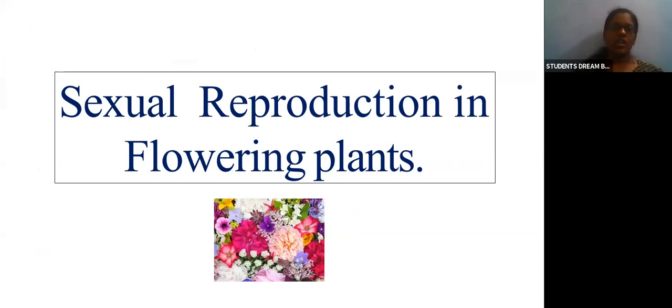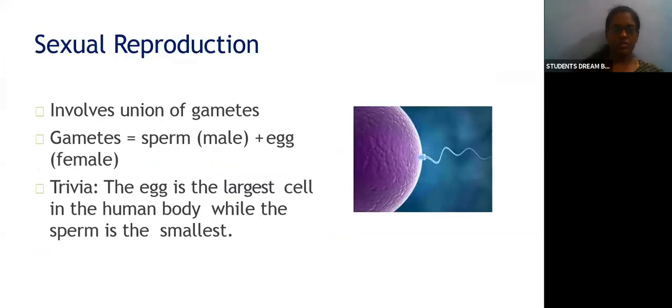Okay, so today we are going to see sexual reproduction in flowering plants. So what is sexual reproduction? Sexual reproduction involves the union of gametes. There are two gametes, the male gamete and the female gamete. The male gamete is the sperm, the female gamete is the egg. The fusion of these gametes is known as fertilization, which will lead to sexual reproduction.